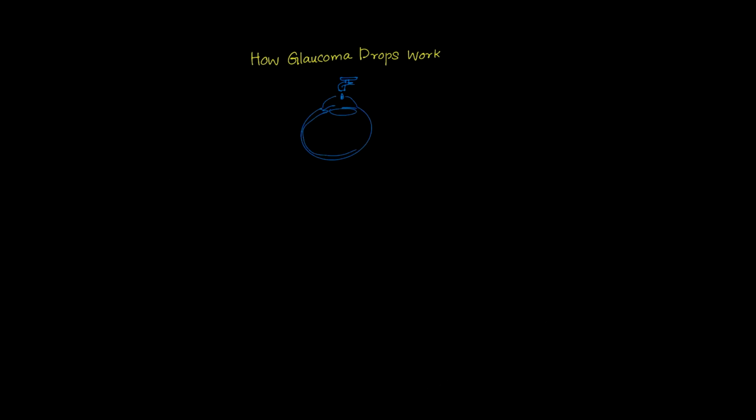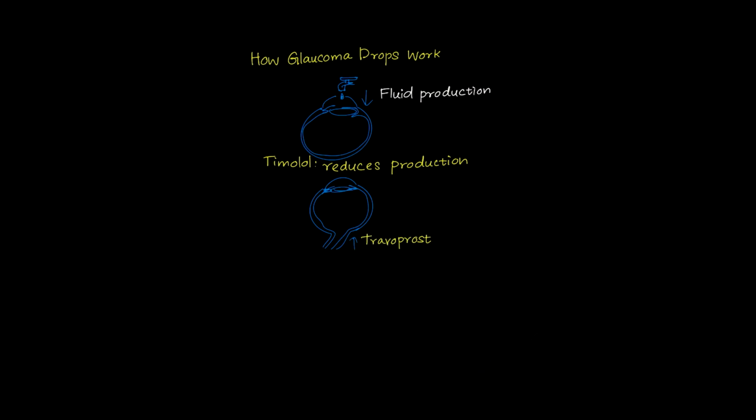Some drops reduce the amount of aqueous humor the eye produces. Timolol, a beta blocker drop, fits this group. Other drops increase the outflow of aqueous humor through the drainage structures. Travoprost, a prostaglandin analog, is a common example. Either way, the math is the same. Less fluid coming in or more fluid going out equals lower pressure inside the eye.